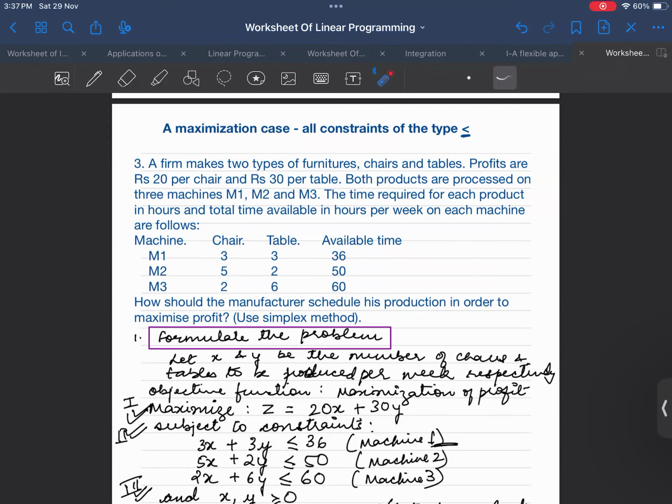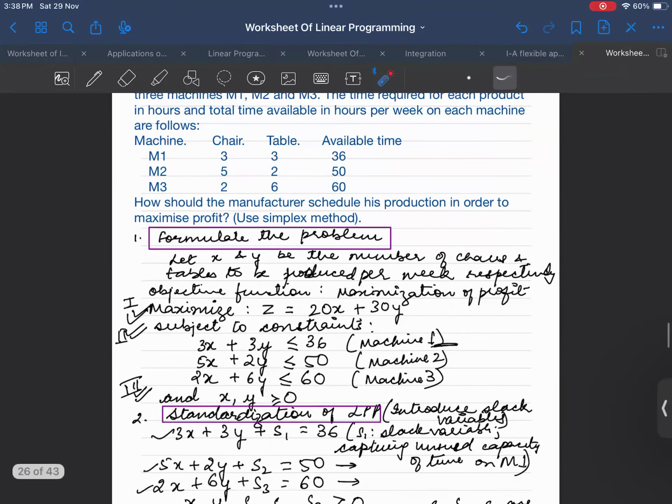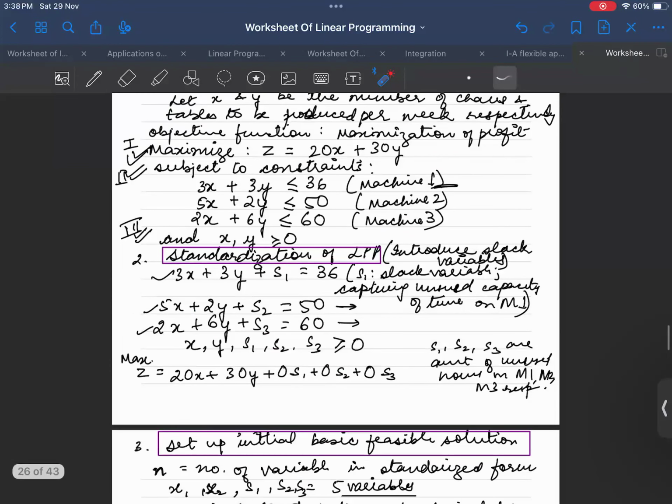Yes, in the previous class, we have done a maximization case where all constraints were of the type less than or equal to. If you remember, we started with this question and did the first two steps of it. The first step was the formulation of the problem. We formulated the problem and then standardized the LPP, the linear programming problem, by introducing the slack variables.